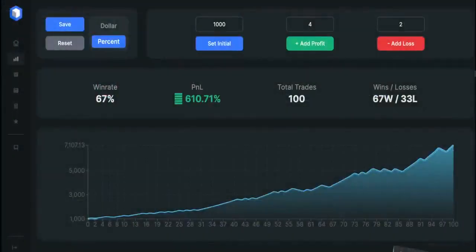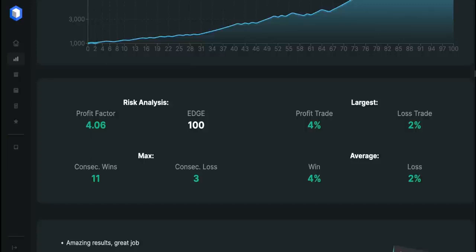Okay, so here are the results after 100 tests. The win rate for the strategy has improved by 3%, and the account growth for the strategy is absolutely insane. So this is literally my #1 strategy on the channel in terms of account growth. The profit factor is 4.06 and we had 11 consecutive wins against 3 consecutive losses.